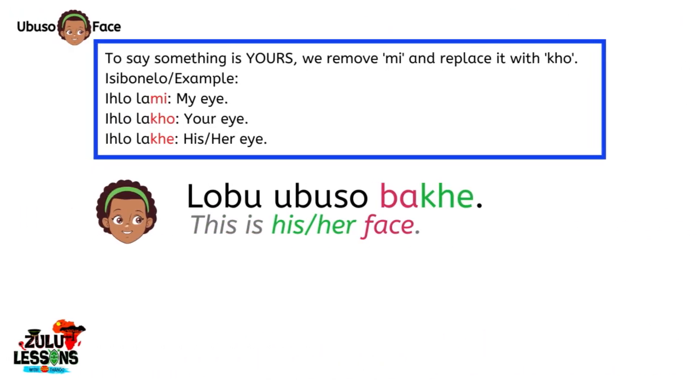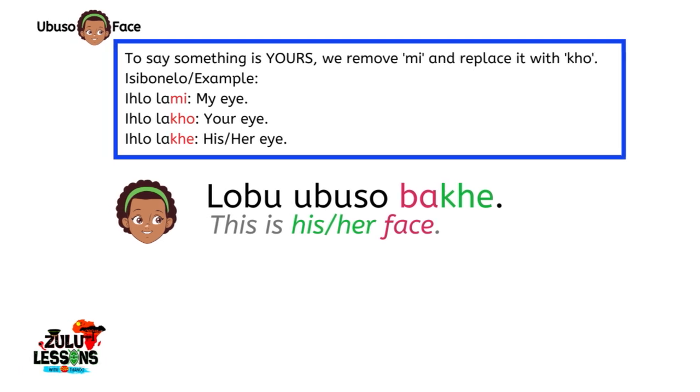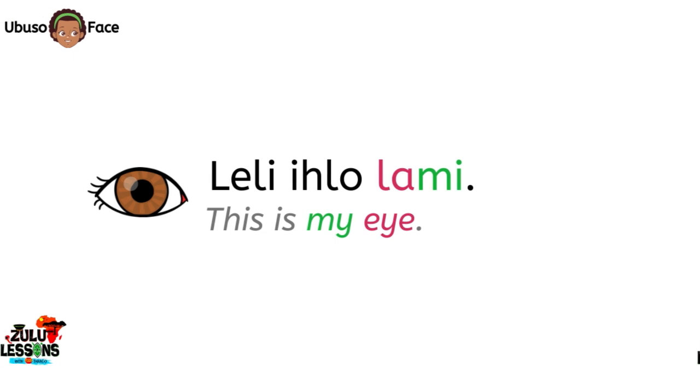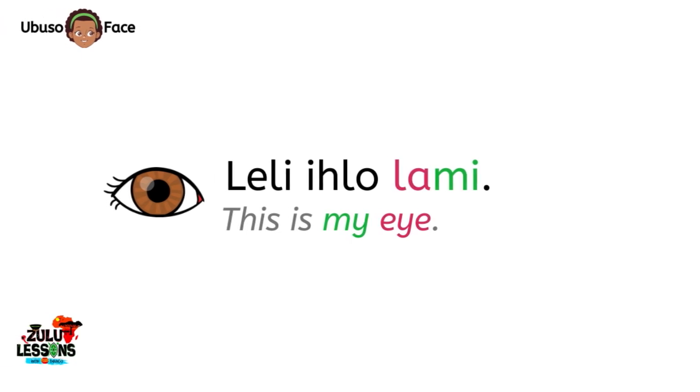How about this is his or her face? We substitute that me or that ko and we just put in K-H-E. And then we are saying lobu ubuso bakhe. This is his face or this is her face. The eye. This is your eye, and this is my eye, and this is his or her eye.